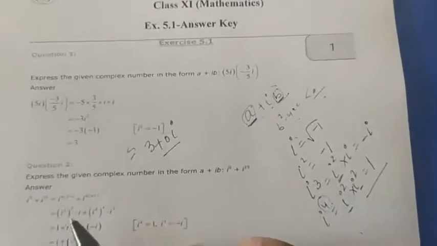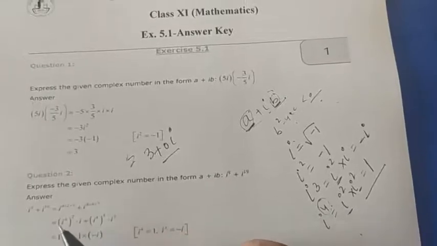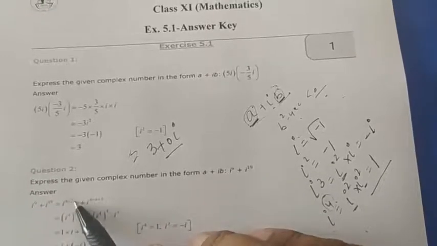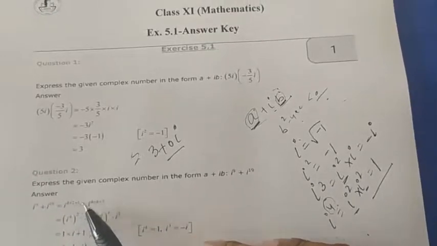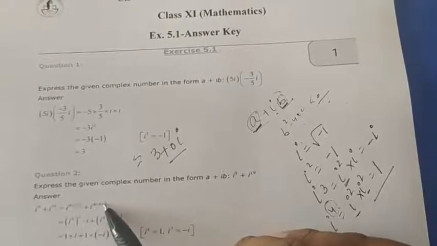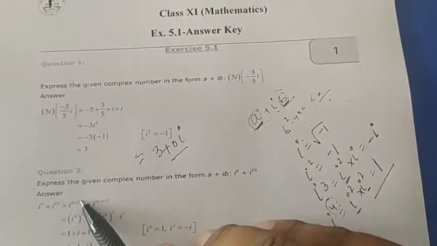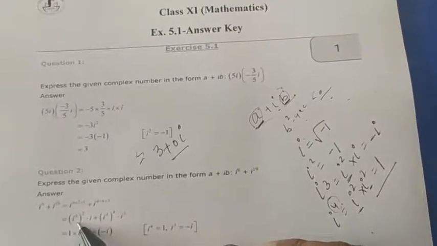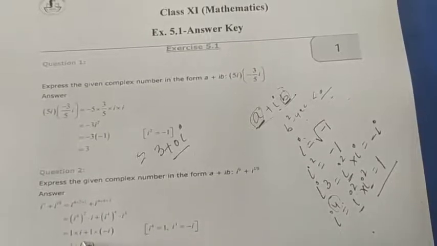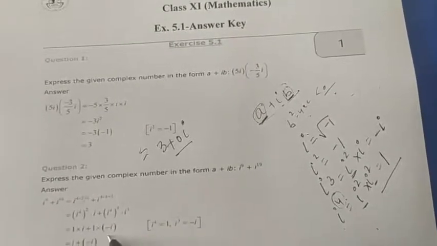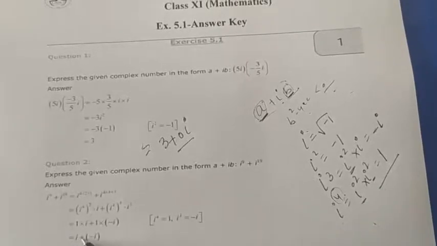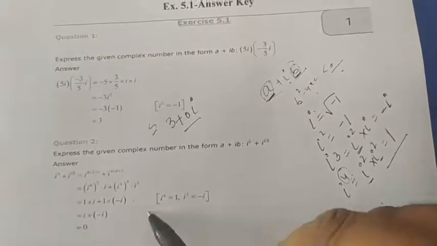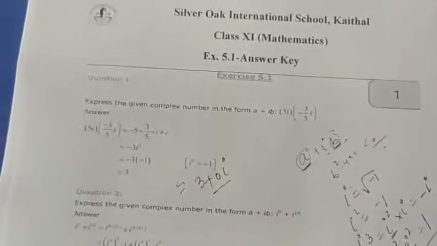Second question, iota power 9 plus iota power 19. First of all you have to convert iota power 9 into a multiple of 4. 4 into 2 is 8, remaining is 1, so iota power 4 into 2 will be 1 and remaining is only power 1. Iota power 1 is iota. Same here, iota power 19 is 4 into 4 plus 3. Iota cube is minus iota, we have done that. So iota plus minus iota will be 0. So the answer will be 0 + 0i. Right. So you may find the other questions also.